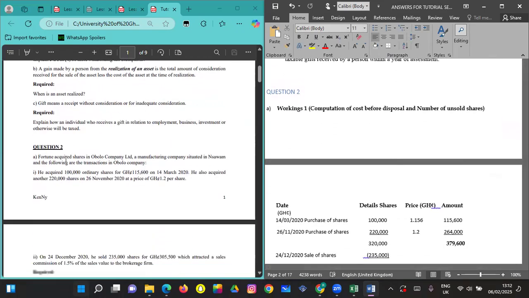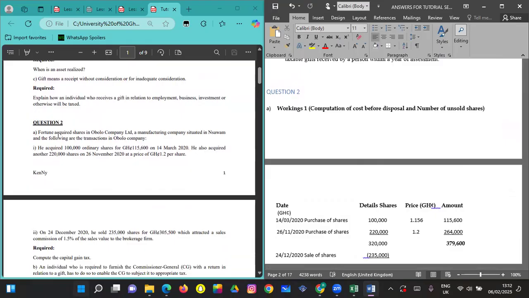So let's look at question 2. Fortune acquires shares in Obolo Company Limited, a manufacturing company situated in Nsawam. And the following are the shares. These are some of the technical questions, right?